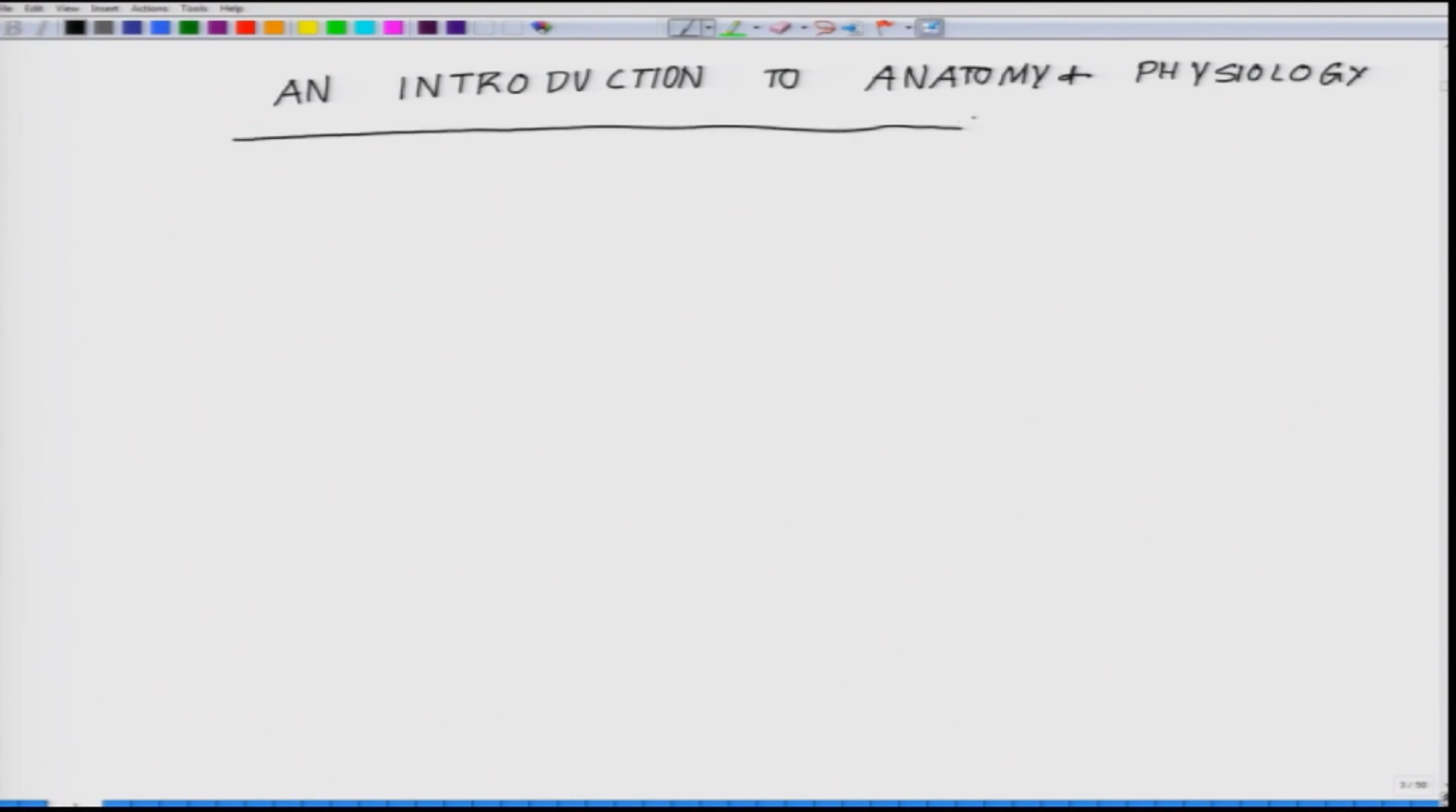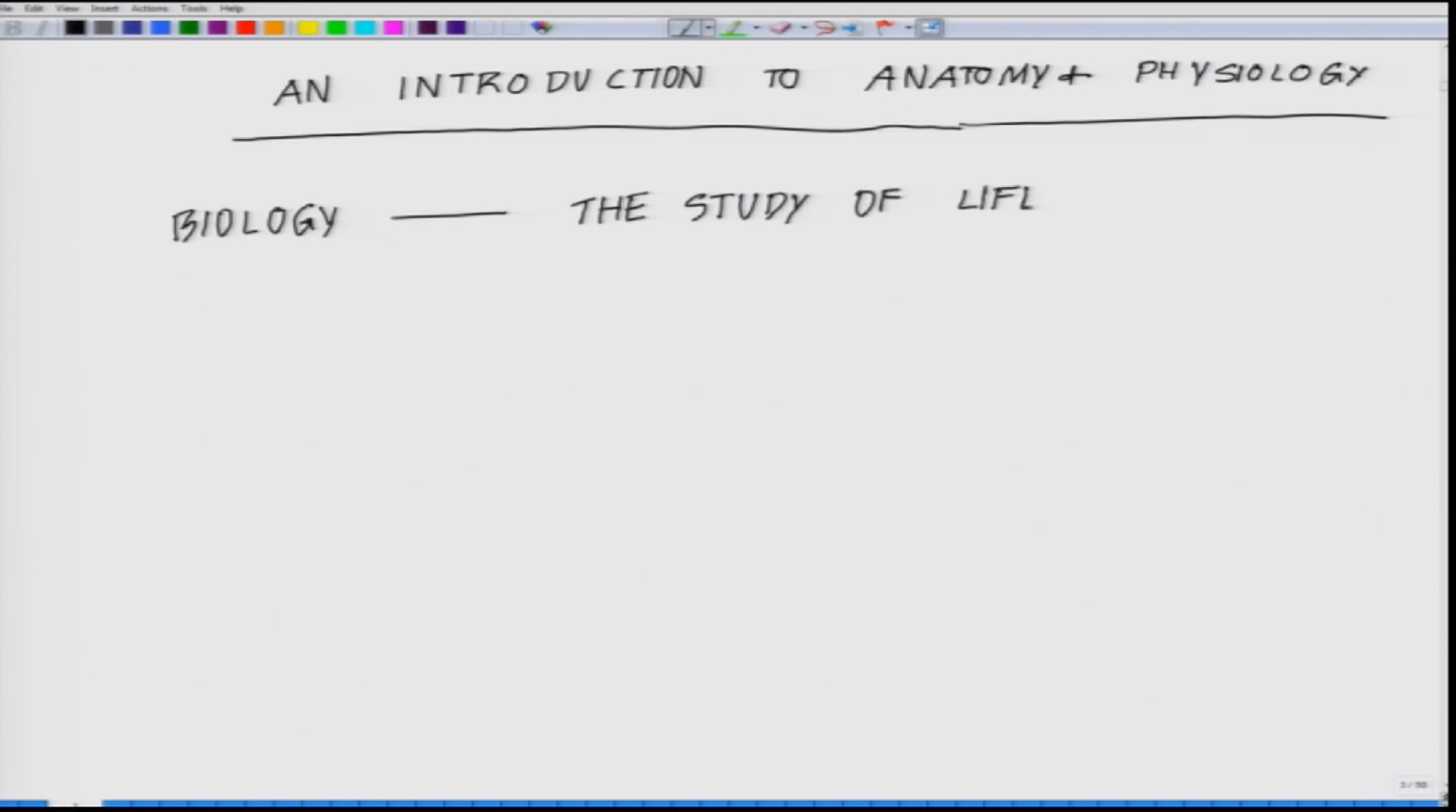Okay, so now, just now I talked to you about biology, which is the study of life forms, life and its forms and functions. This is what biology is all about. Okay, and there are certain features of any living system. And what are those features? Let's enumerate those features of living systems.